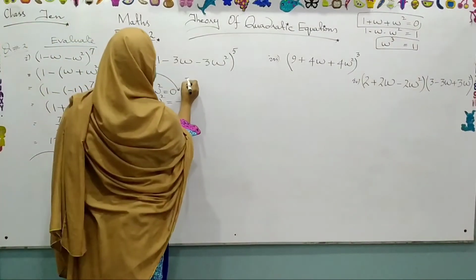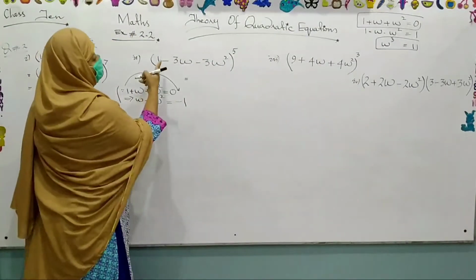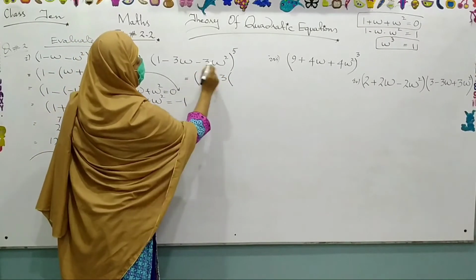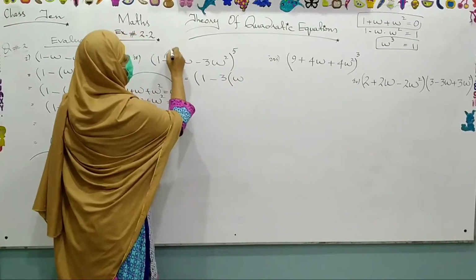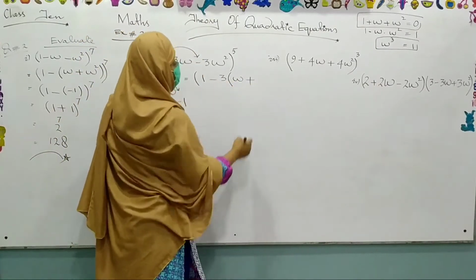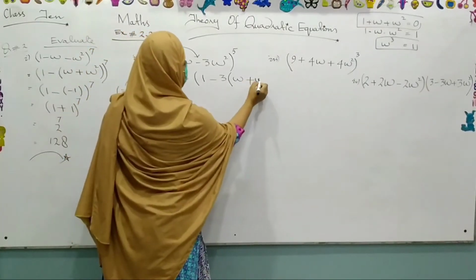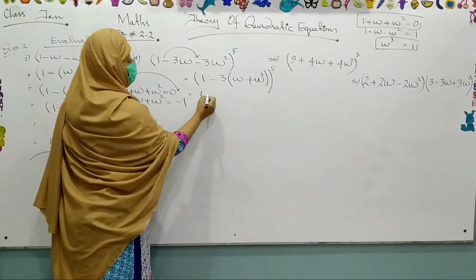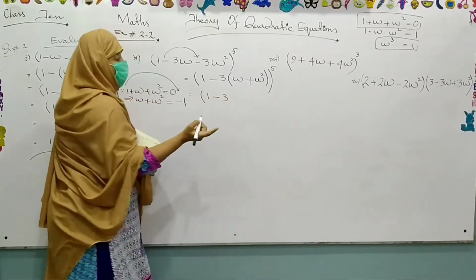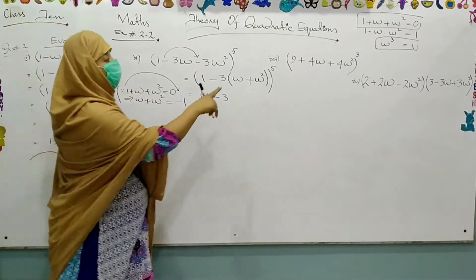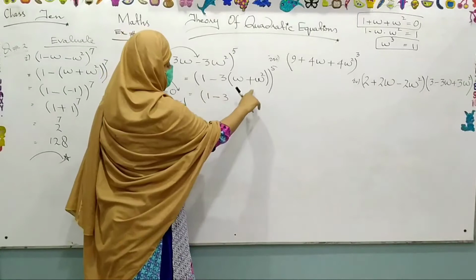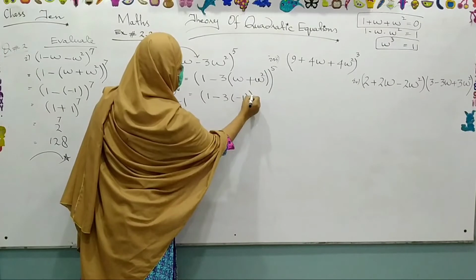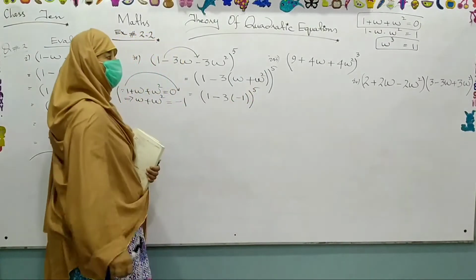Now, its second is, students, how I will solve it? First of all, I can take common minus 3. What will be inside? It will be omega, minus, it will become plus, omega square. And this is whole raised to power 5. This is equal to 1 minus 3. Now students, see, same logic you will use here. I will substitute omega plus omega square by minus 1. It will be minus 1 and I will close the bracket and whole raised to power 5.